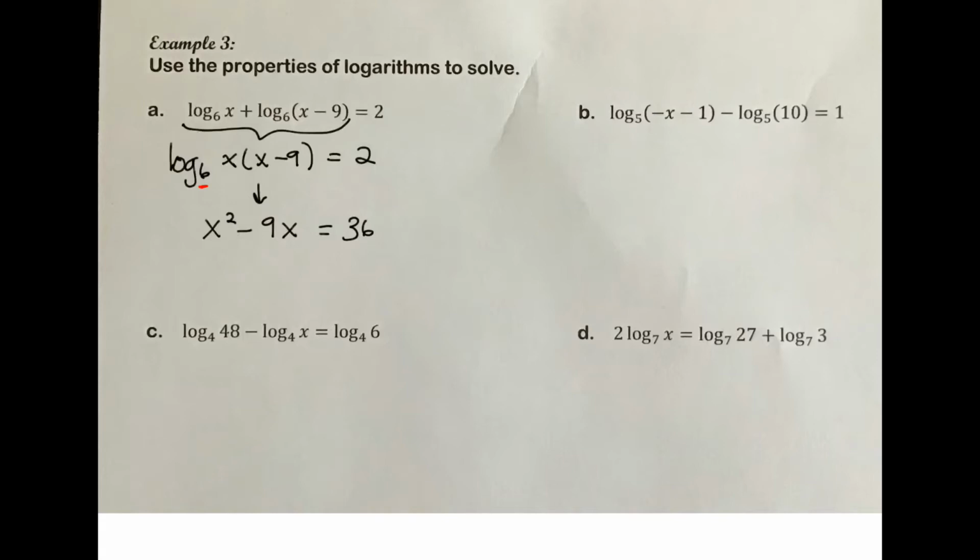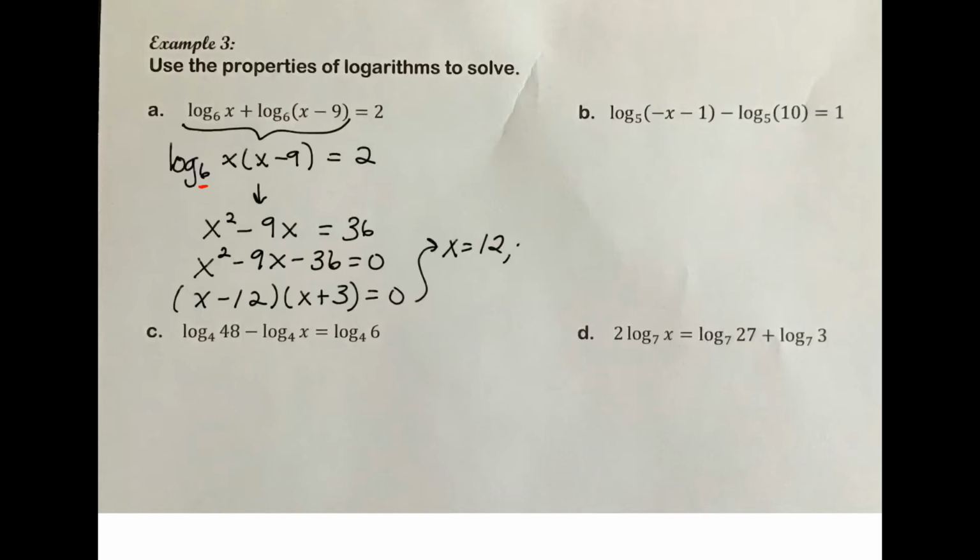Now I have a problem where I'm going to have to factor. So x squared minus 9x minus 36 equals 0. I'm going to factor: x minus 12, x plus 3 equals 0, which then x equals 12 or negative 3. Now, you have to check. Again, things you cannot take the log of: 1, the base can't be negative or 0. 2, what you're taking the log of can't be negative or 0.